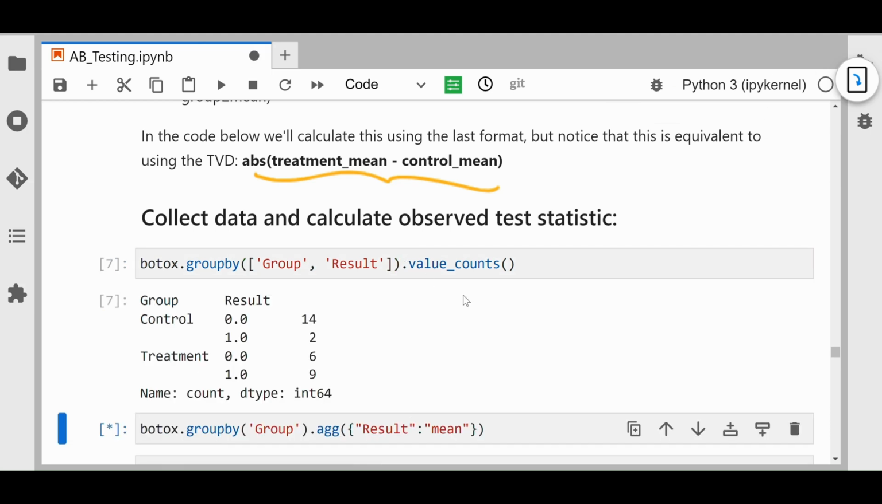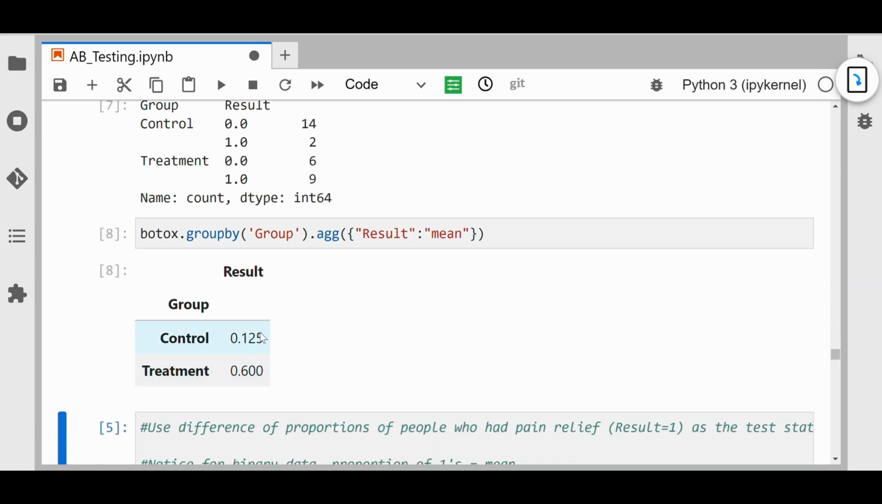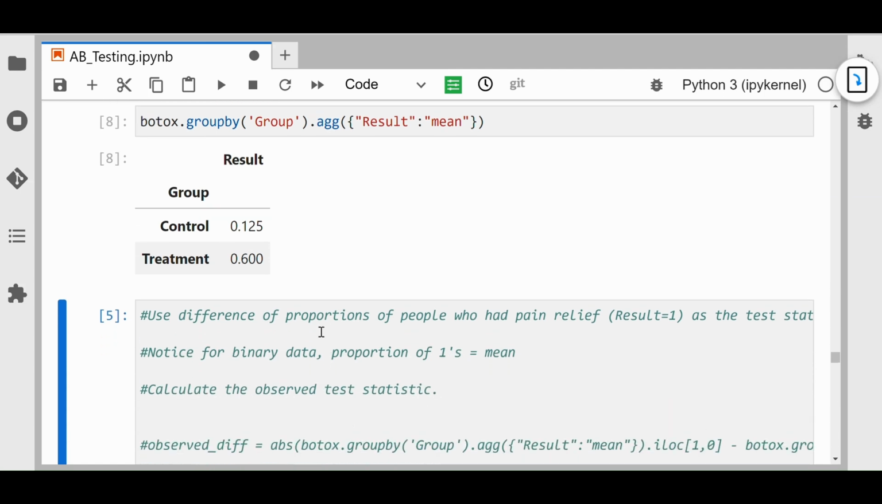First, I'll show you in the grouping, right? So in the control group, only 2 out of the 16 reported relief, whereas 9 out of the 15 in the treatment reported relief. So those are the 2 proportions. We're going to take the absolute value of their difference. We could just do that.